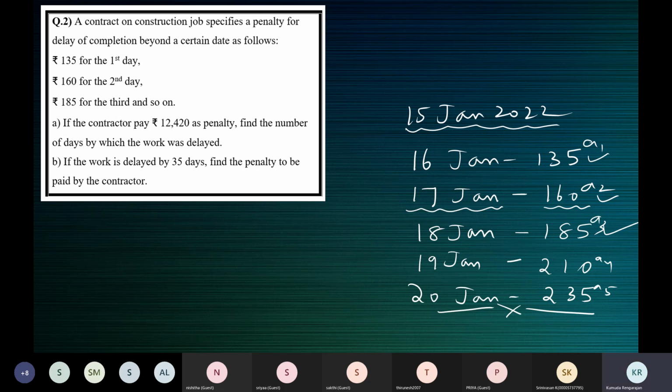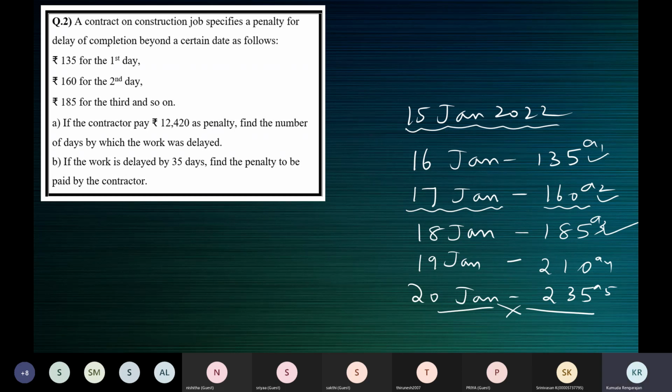He has to pay 135 rupees for 16th Jan, 160 rupees for 17th Jan, 185 for 18th Jan. So finally he finishes the work on 20th Jan, and he has delayed the construction by 5 days. For 5 days, you can see the penalties on your screen. The total penalty is equal to A1 plus A2 plus A3 plus A4 plus A5, which is nothing but S5, the sum of the first 5 terms of the AP.